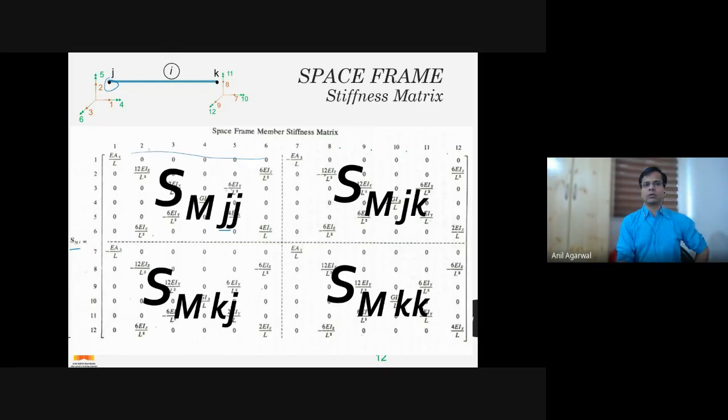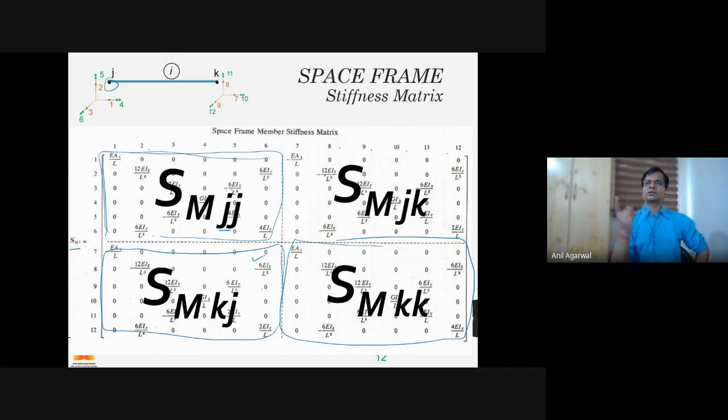Likewise, we can also see the terms that correspond to joint J. So this is all 1, 2, 3, 4, 5, 6, 1, 2, 3, 4, 5, 6. So these are all coupling forces and displacements at joint J. These terms here are coupling the forces and displacements at joint K. These two parts or submatrices are coupling forces at joint J with displacements at joint K, or vice versa. Okay, so this is coupling displacements at joint K with forces at joint J. This one is coupling displacements at joint J with forces at joint K.